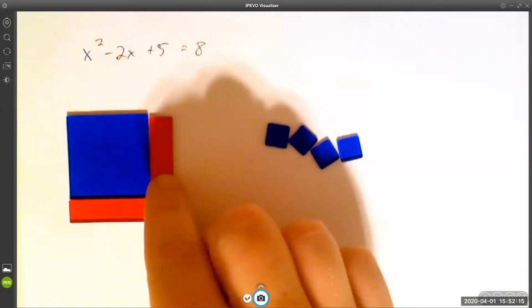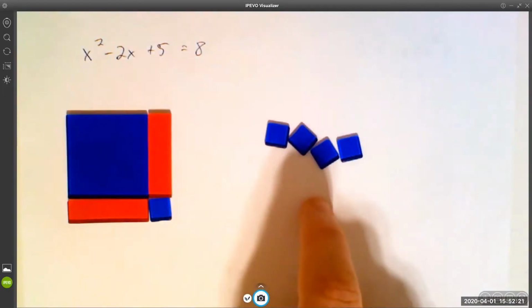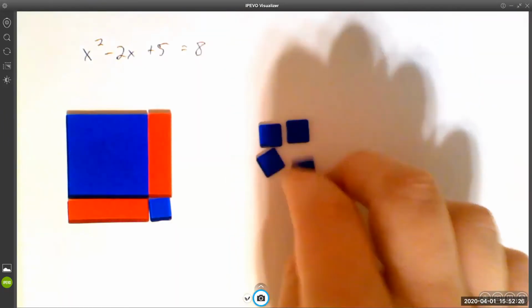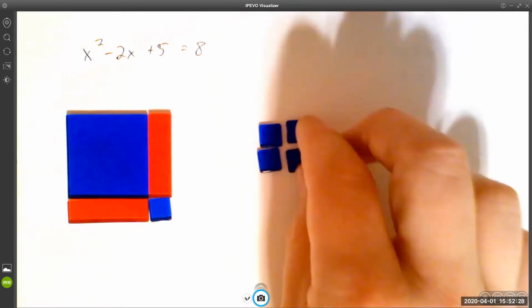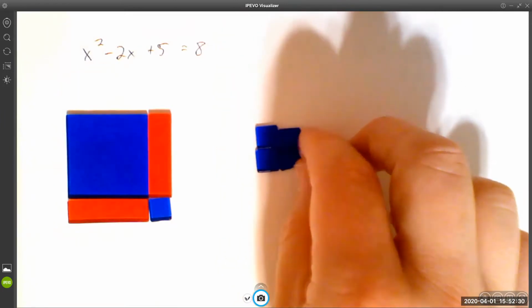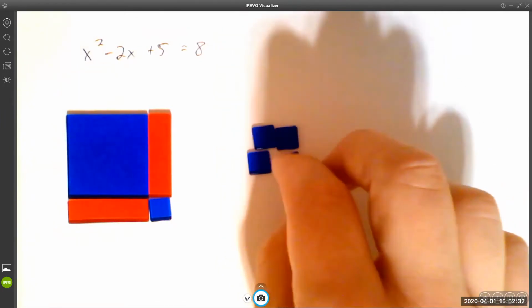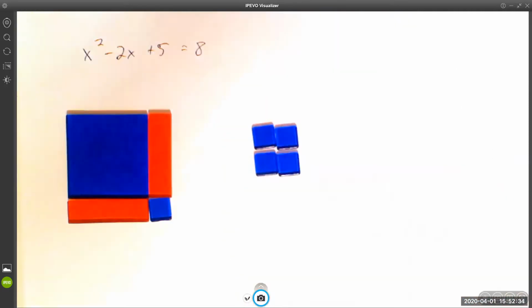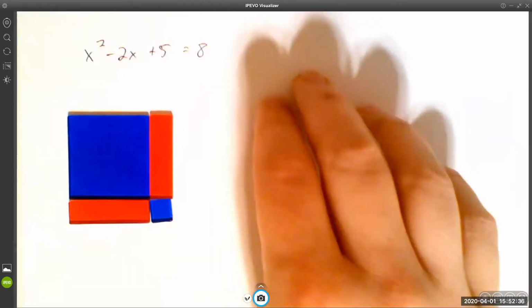Now I'm in good shape on the left-hand side. That's already arranged into a square. On the right-hand side, I need to try to arrange these into a square. Seems like I can do it if I have a 2 by 2. Whoops. Okay, and there you go.